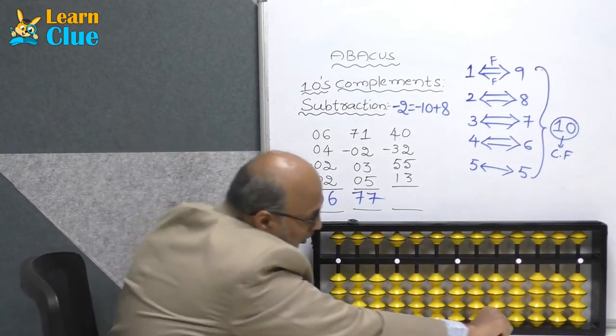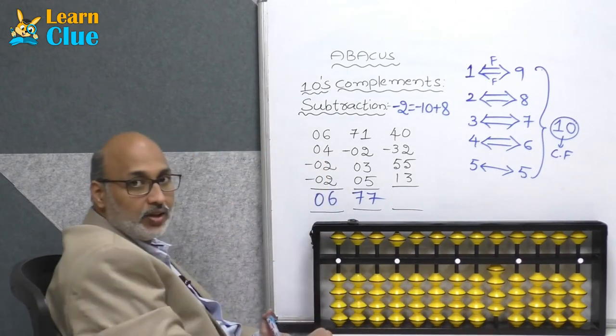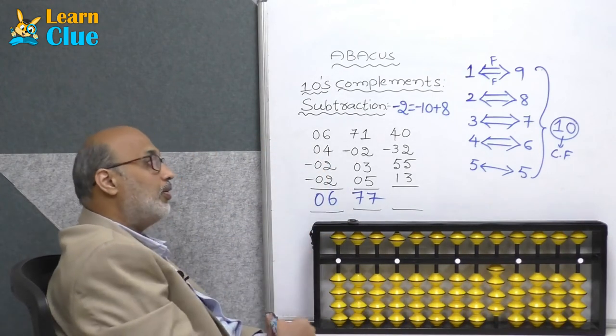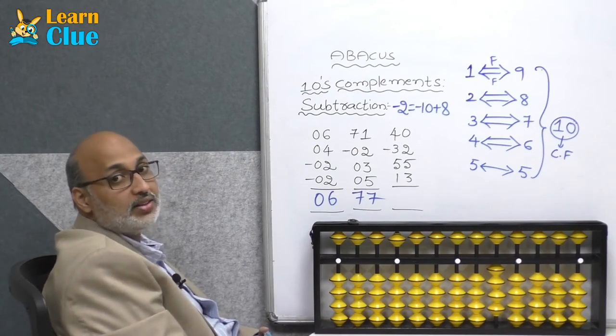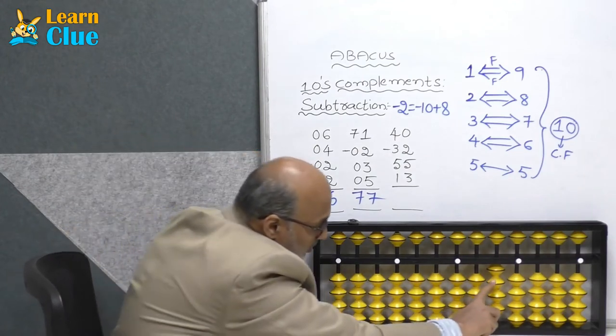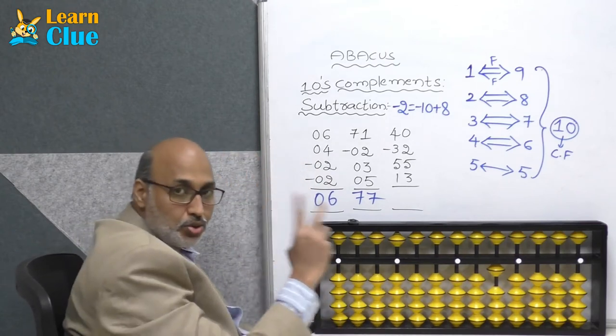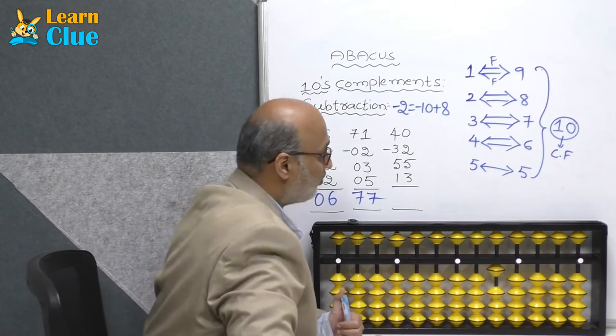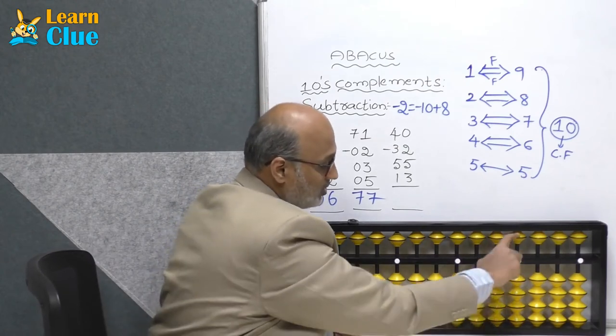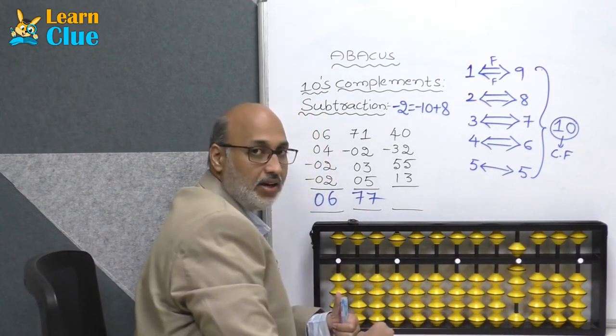Next problem, 40. Now what is the next number? 32, minus 32. Minus 30, minus 2. How to do minus 2 here? Who is the friend of 2? 8. So minus 10 plus 8.